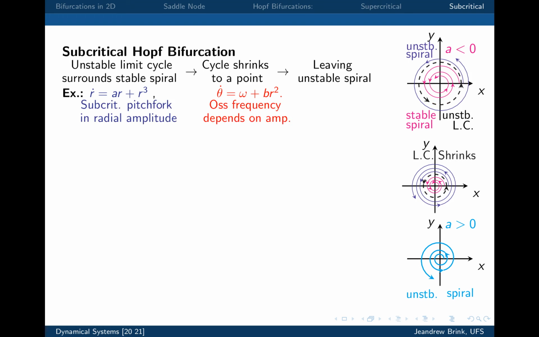So it's very, very similar to the supercritical case we looked at the last time, except that it has this property that it always runs away to infinity for large enough r.